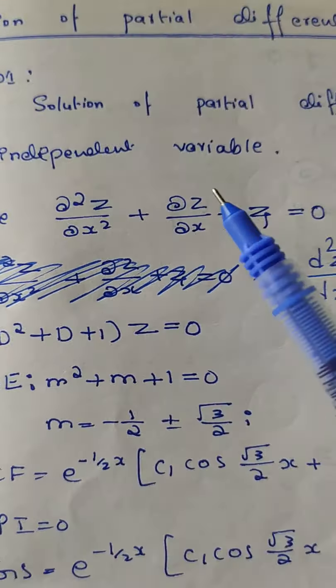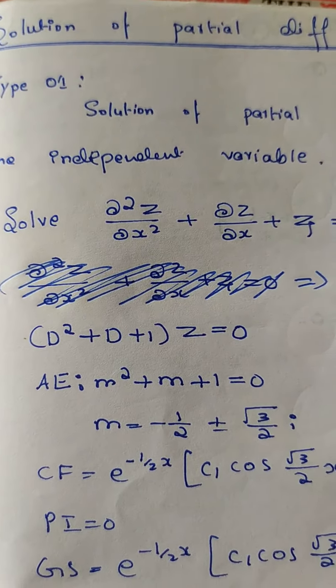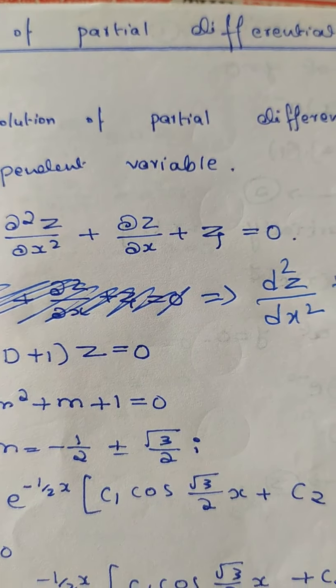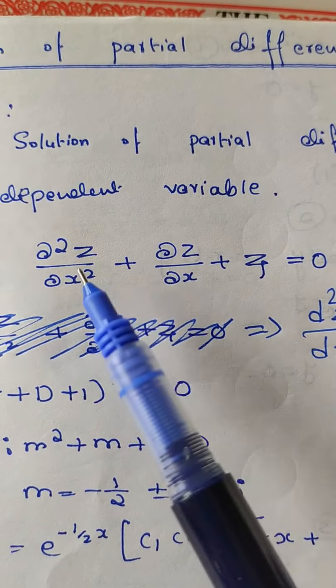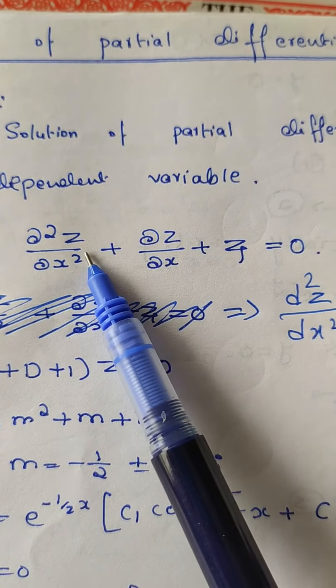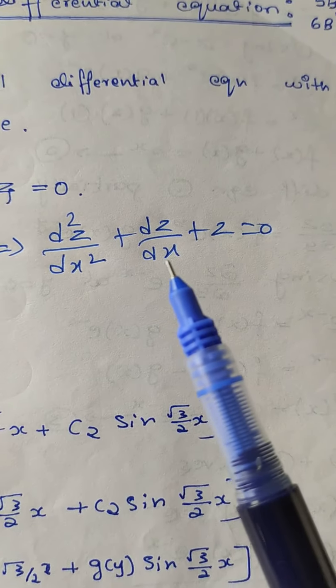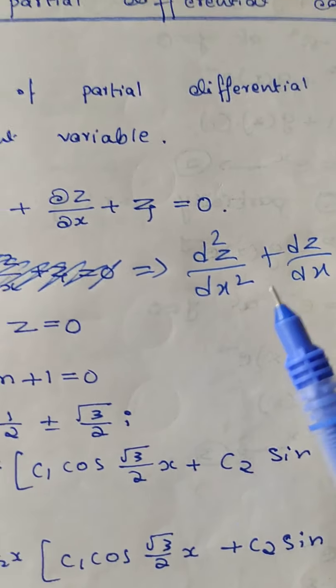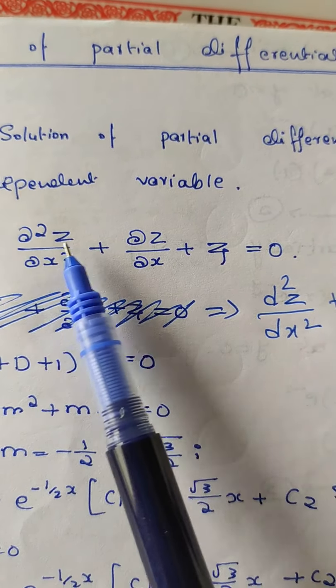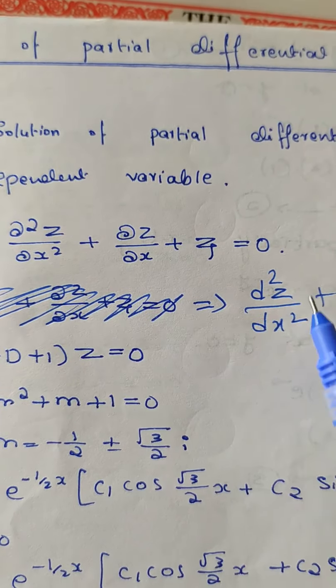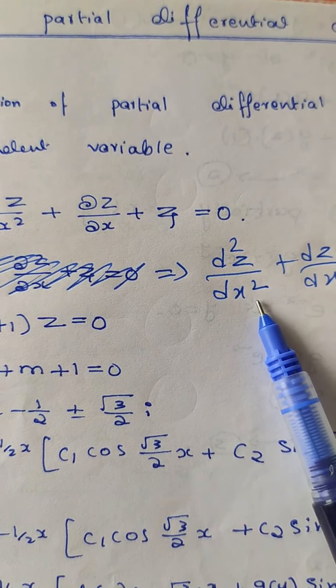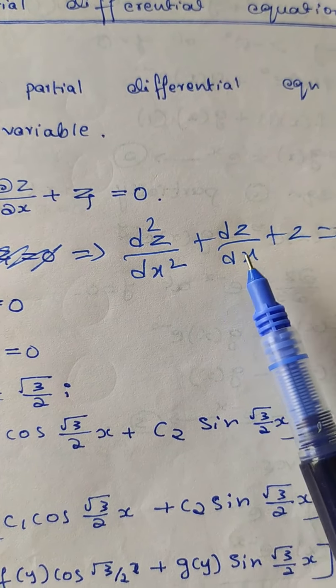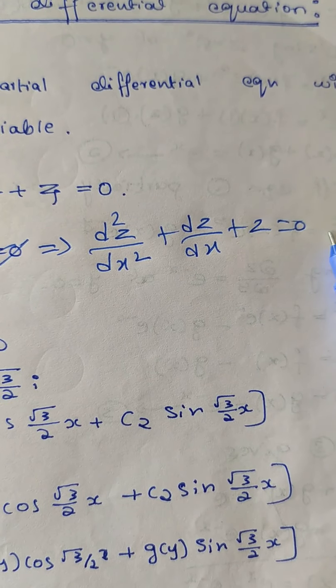Solution of PDE with one independent variable. See, this is your partial differential equation with one independent variable. Convert this partial differential equation into an ordinary differential equation. See, ∂²z/∂x² can be written as d²z/dx² + dz/dx + z = 0.